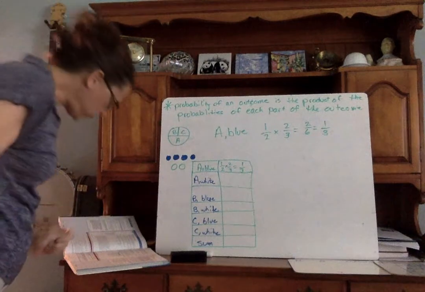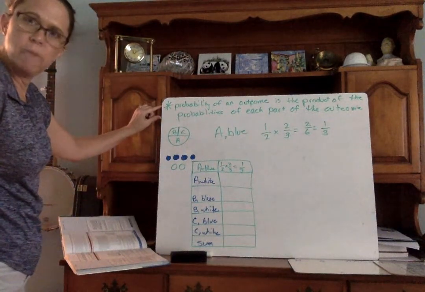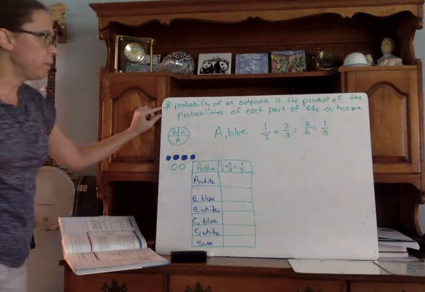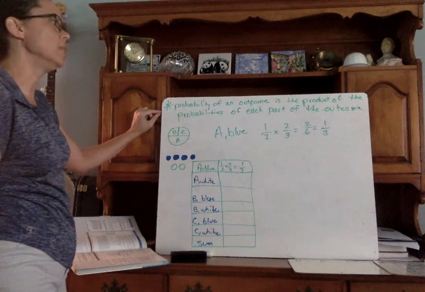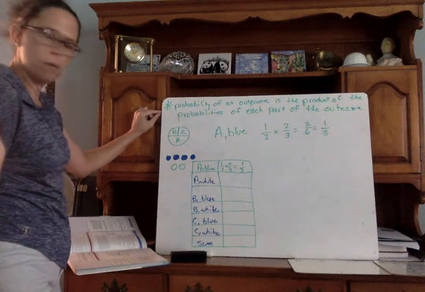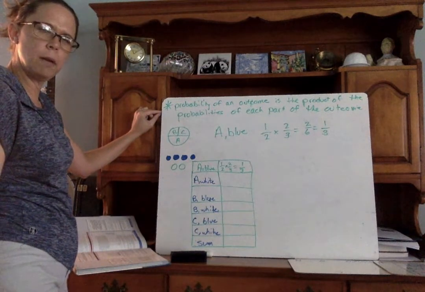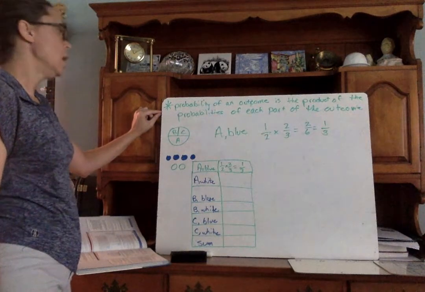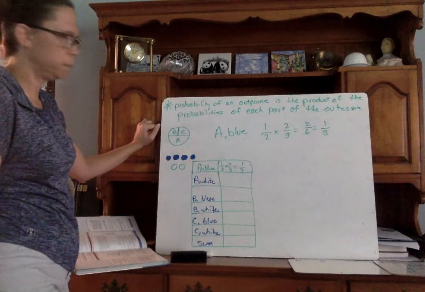Now at the top of page 525, this right here is written in a rectangle. Very, very important. Get this in your notes. The probability of an outcome is the product of the probabilities of each part of the outcome. The product means we're going to multiply the probabilities of each part. This will make more sense as we go.